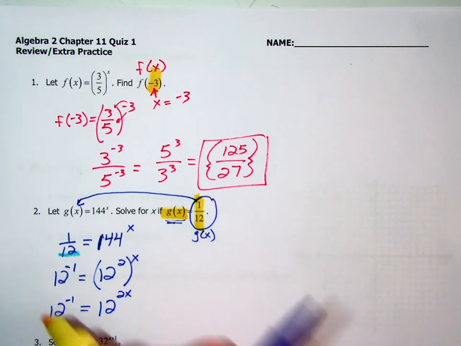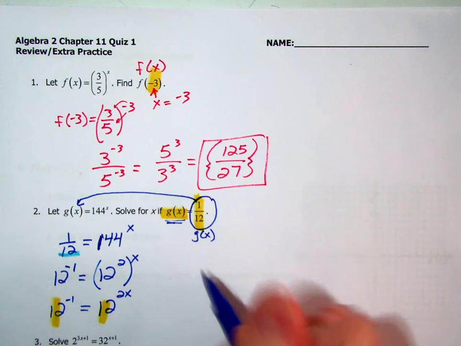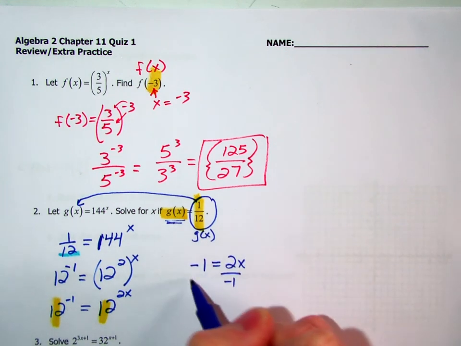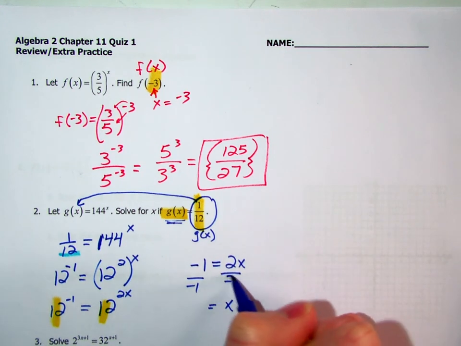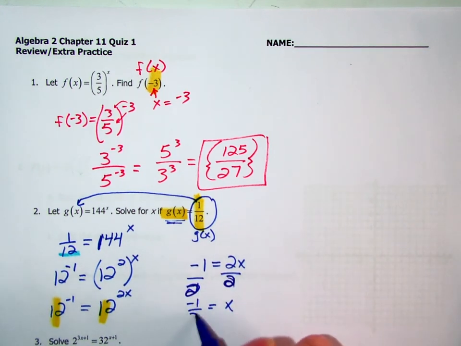Well, now that my bases are the same, then that means my exponents would have to be the same for this to be equivalent. So we would say negative 1 equals 2x, and then to solve for x, we divide by, sorry, not dividing by negative 1, divide by 2. So x equals negative 1/2.